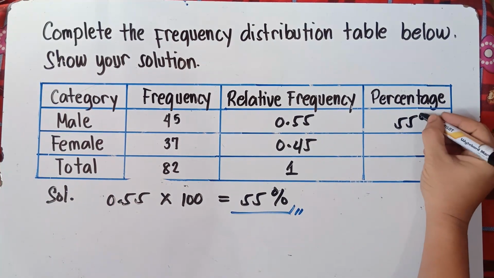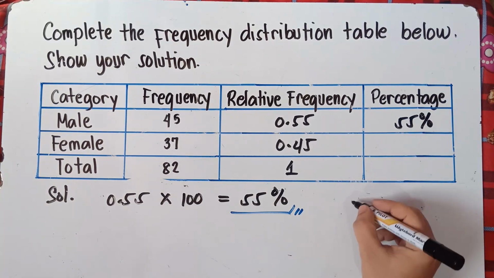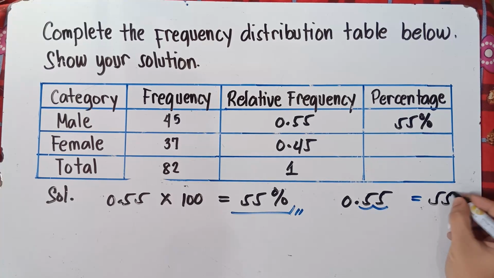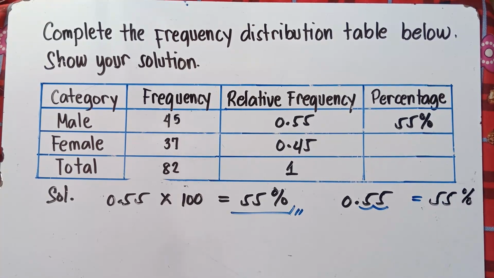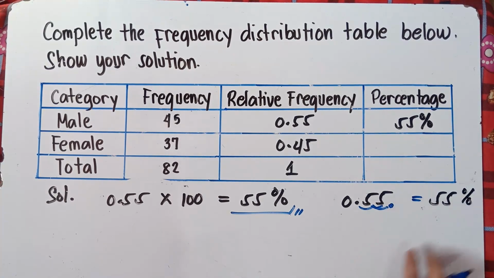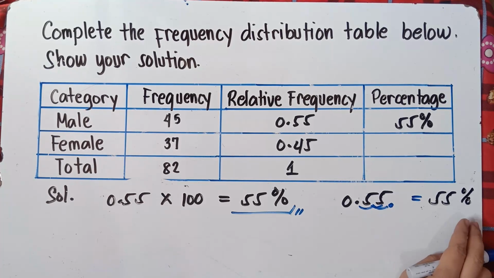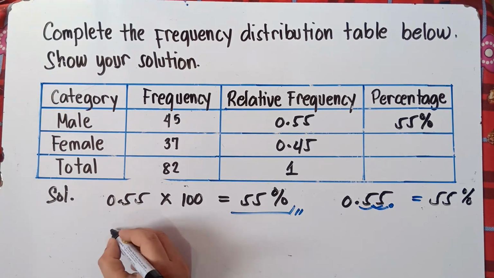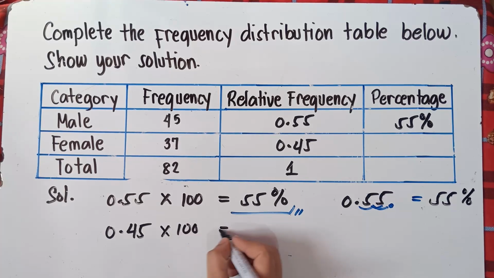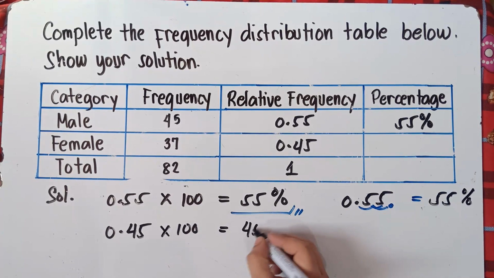Alright, so 55%. Once again, class, we do have two solutions. The other solution, we can simply move the decimal point left to right twice: 1 and then 2, and the answer would be 55. And do not forget percent. The decimal point will be here, that's why our answer is 55%. The second solution, 0.45 times 100 to get the percentage, and the answer is 45%.